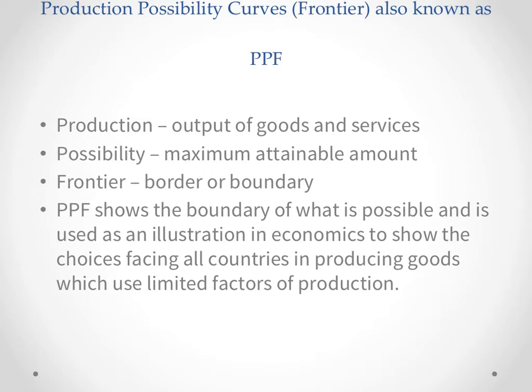Now that you have seen a PPF in action, let's break down the model's parts and what they represent. Remember, PPF stands for Production Possibilities Frontier, or PPC, Production Possibilities Curve. Production is the output of goods and services. Possibility is the maximum attainable amount. And frontier is the border or boundary. So if you combine those, the PPF shows the boundary of what is possible and is used as an illustration in economics to show the choices facing all countries in producing goods which use limited factors of production.